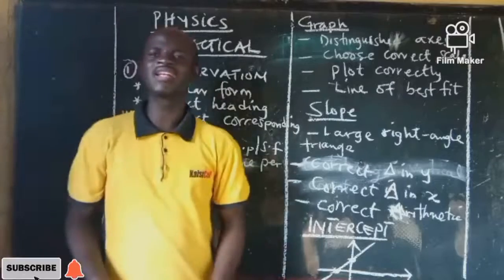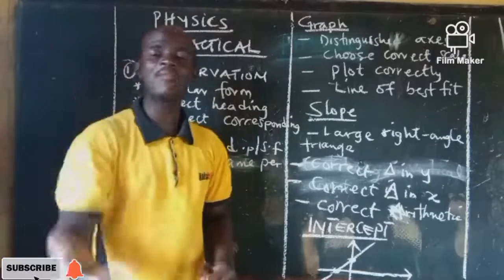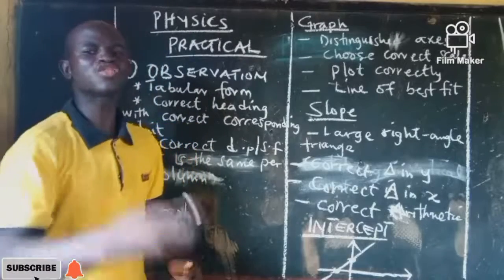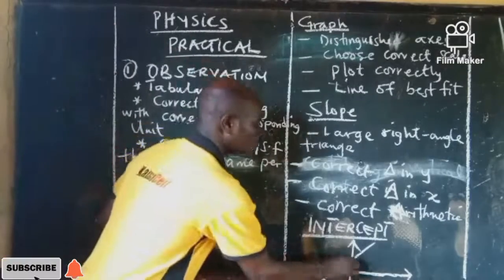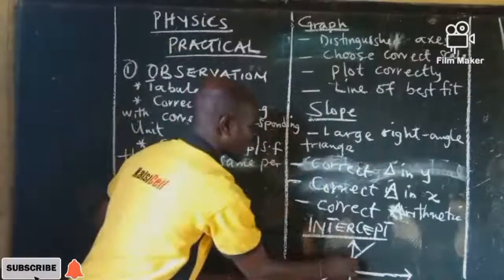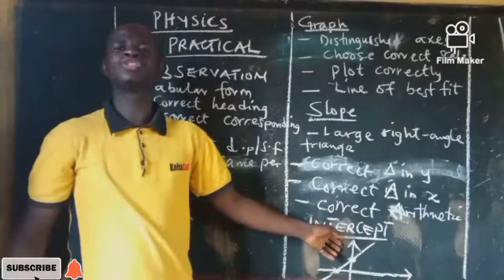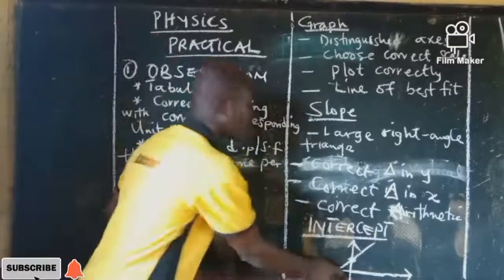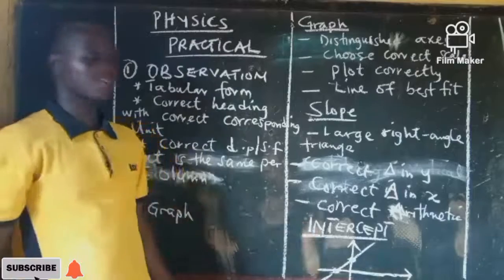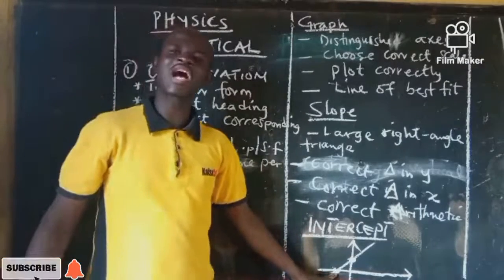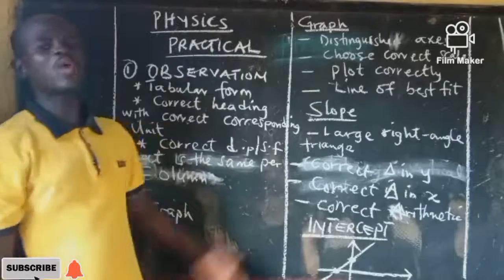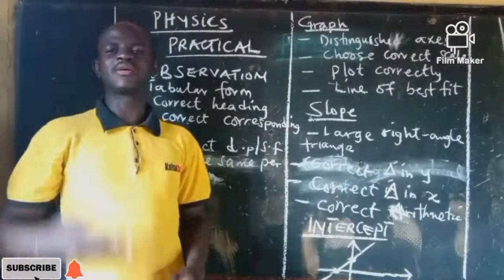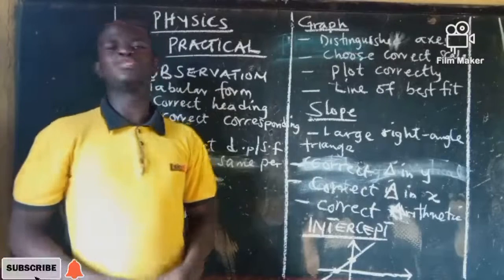The question may say, determine the intercept on the vertical axis. You will just come to your vertical axis, where the graph cuts the vertical axis is what is called your vertical intercept. And at times, the question may demand the horizontal intercept. So this is your horizontal intercept. Another one that you need to take note of will be given to you in part 2 of this class.